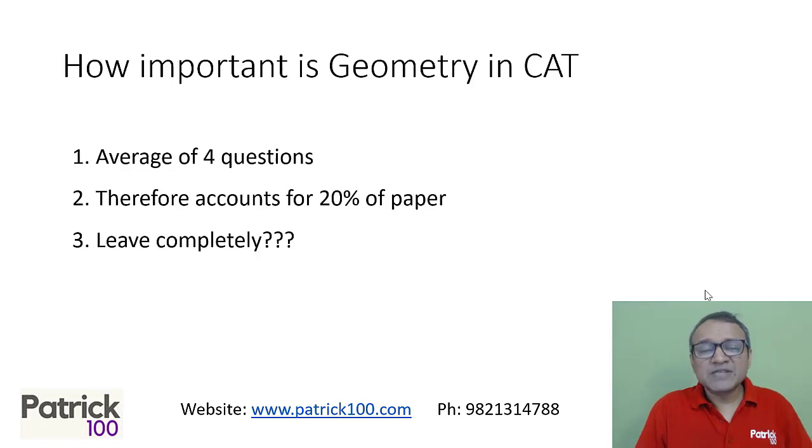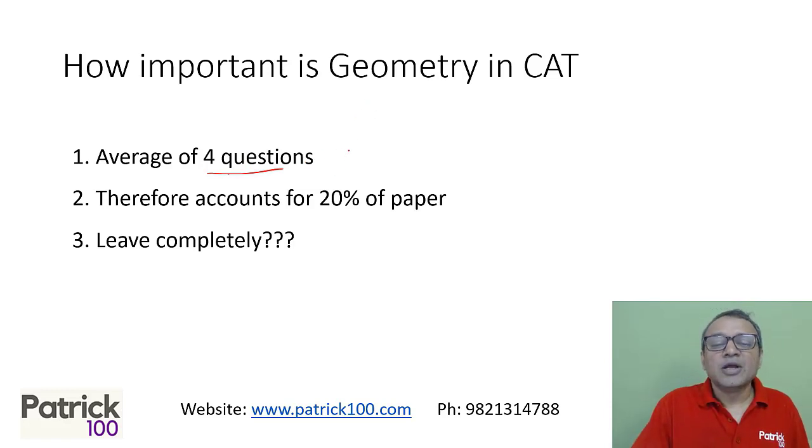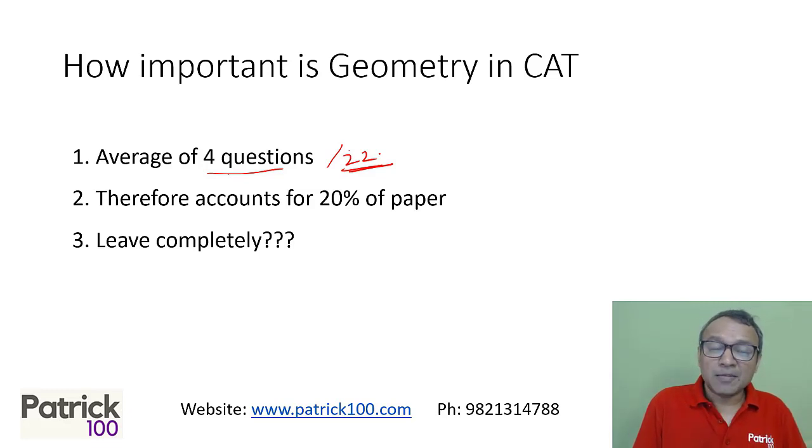If you look at CAT specifically, geometry is on average 4 questions out of the 22 questions that come along. If you look at the last couple of years, there have been approximately 22 questions per section and around 4 questions are geometry, which means it accounts for around 20% of the exam. So good weightage. If you're really aiming for high, you can't leave geometry. You have to solve geometry.